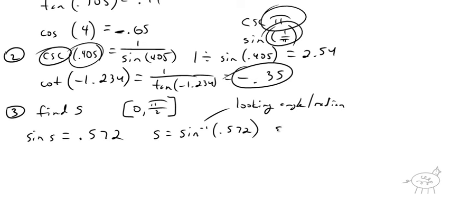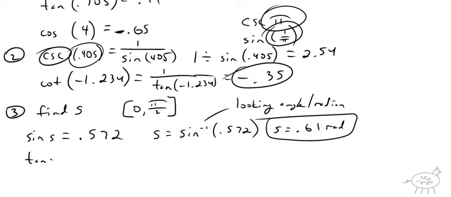So S equals 0.61 radians. Okay, you don't even have to put radians because remember, a radian is unitless, so you don't even have to write that down there. But it's okay. 0.61 radians. Okay, well, that's pretty easy. Let's do a couple more here.